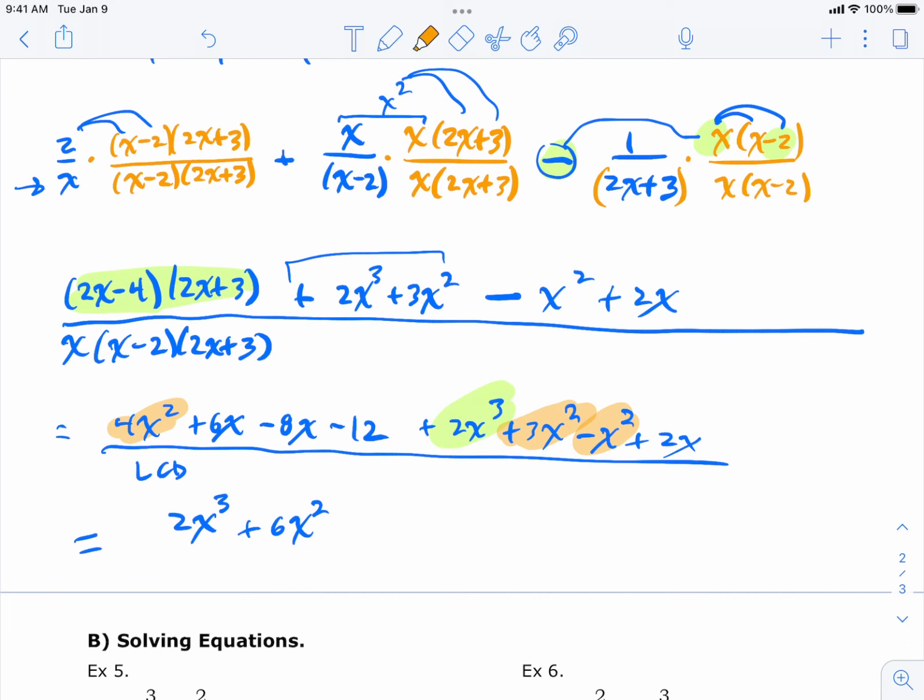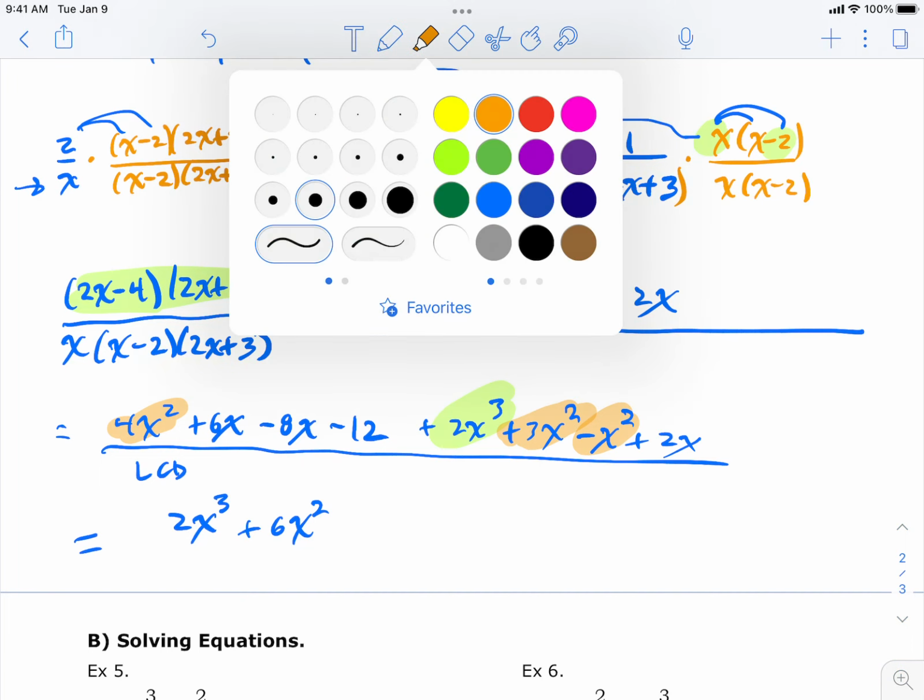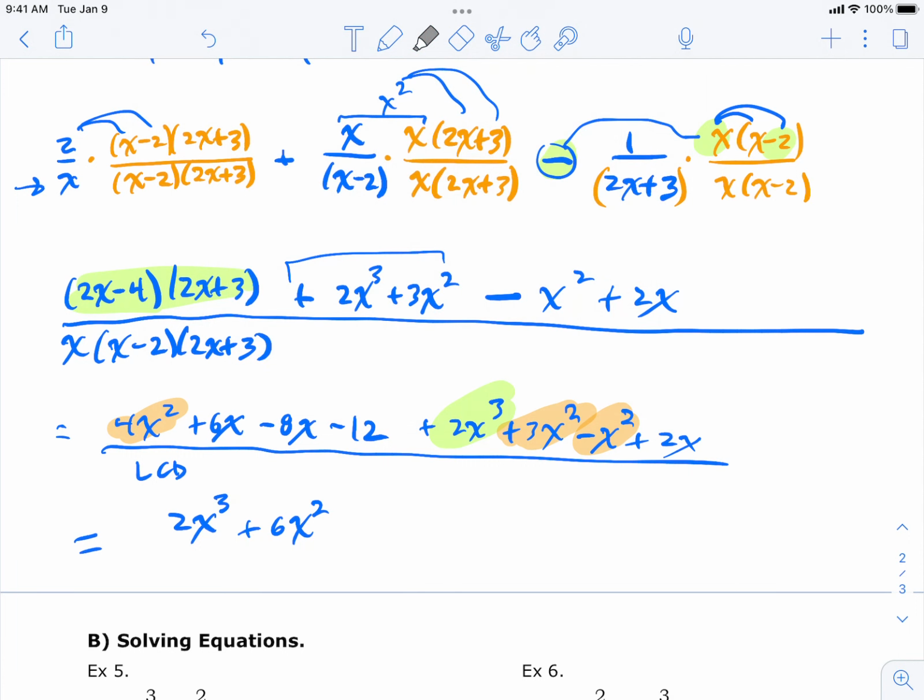Okay, now let's look at all of the x terms. 6x take away 8. That's a negative 2x. Oh, plus 2x. Well, the x terms cancel. That was nice. And then the only thing left is that negative 12.